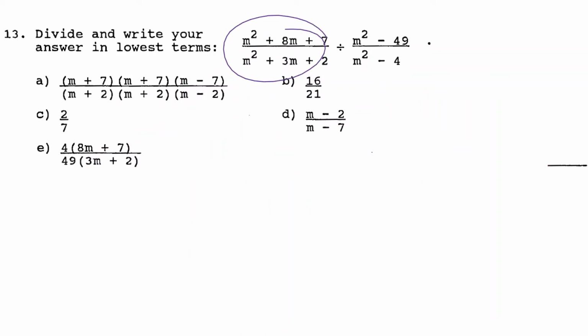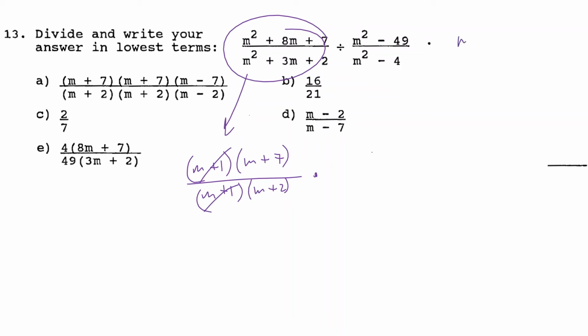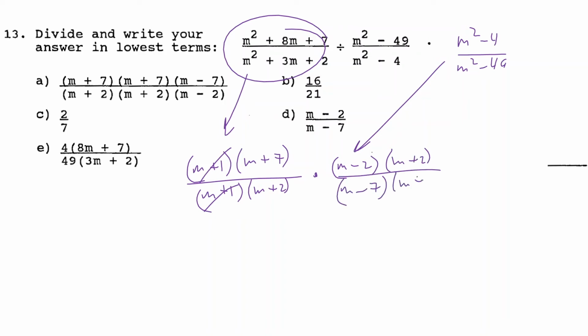Divide, same thing. So the first one, let me start here first. This is m plus 1, that's a quadratic equation, but very simple, times m plus 7 over m plus 1 times m plus 2. I can cancel the m's. Then I'm flipping the second one. So basically here it's just m squared minus 4 over m squared minus 49, right? So boom. That's m minus 2 times m plus 2, the difference of squares, over m minus 7 times m plus 7. All right, so m plus 2 is gone, m plus 7 is gone. I'm left with m minus 2 over m minus 7. D.